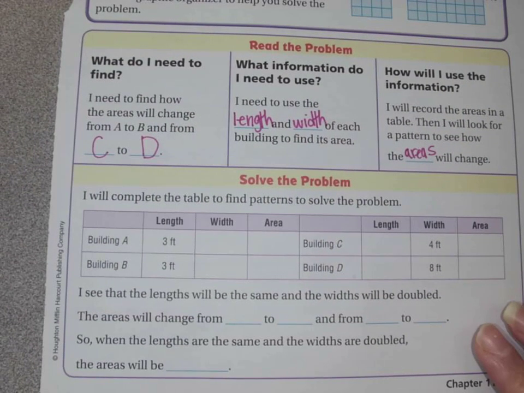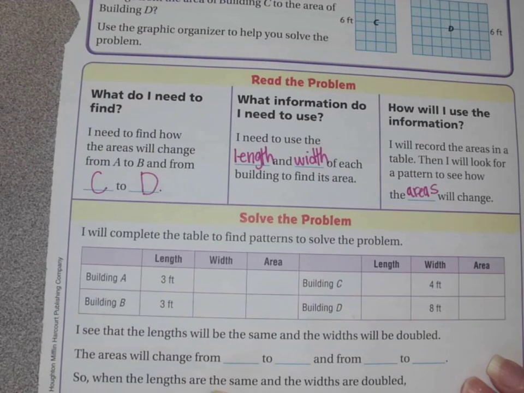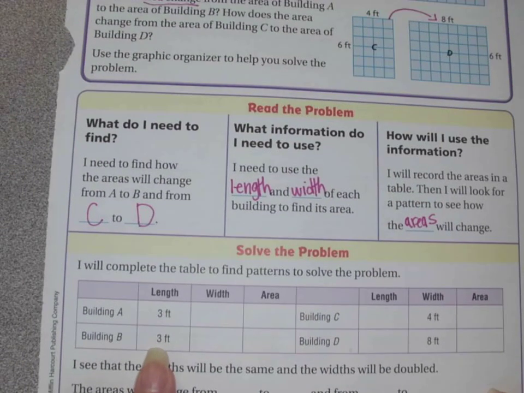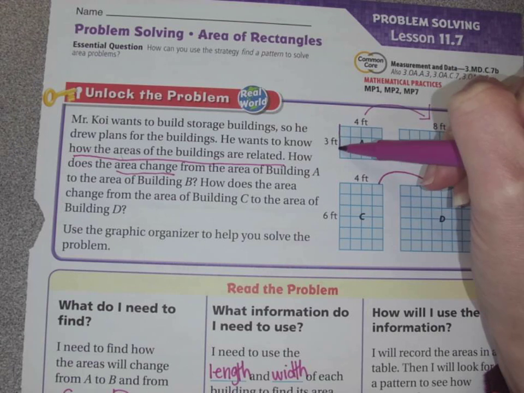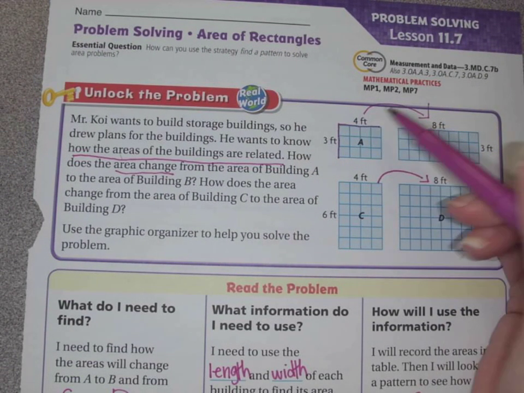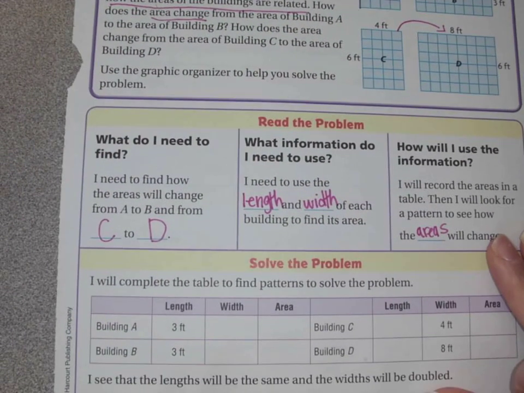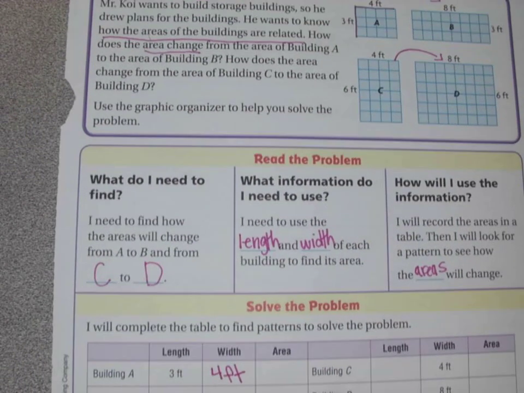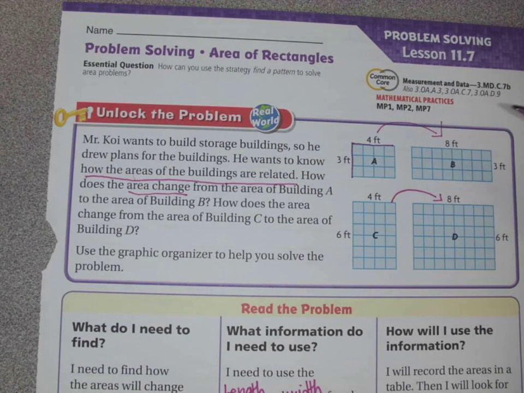So right now we're just going to record. We're going to write the information that we know according to the storage buildings, okay? So first we're going to start with buildings A and B. All right, let's go back and look at building A. The length, how long it is, this side is 3 feet, okay? And the width, how wide building A is, 4 feet. So let me just write that information here in the table. And that's for building A, boys and girls. The length, how long it is, 3 feet. The width, how wide, is 4 feet.